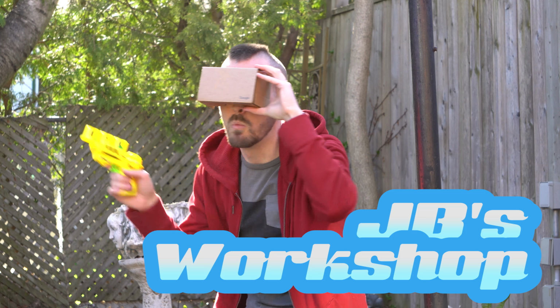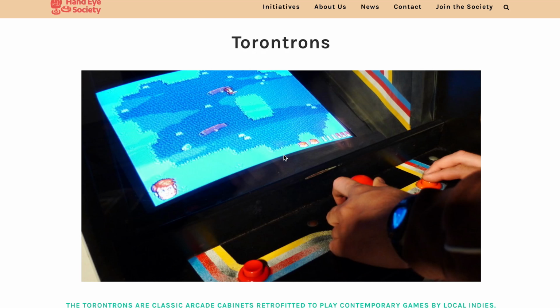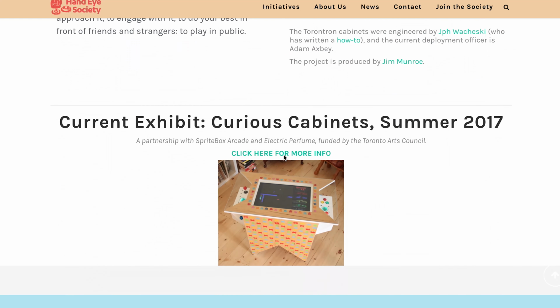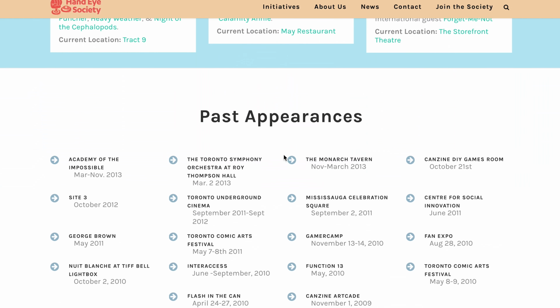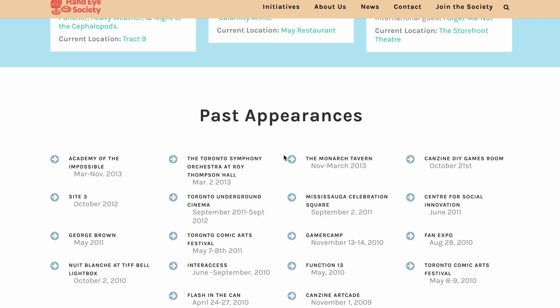Part of the inspiration for this project came from the Tarantrons, which are a series of arcade machines filled with indie games that circulate around the city of Toronto. They're sponsored by the Hand-Eye Society, which is a video game arts organization here in the city.